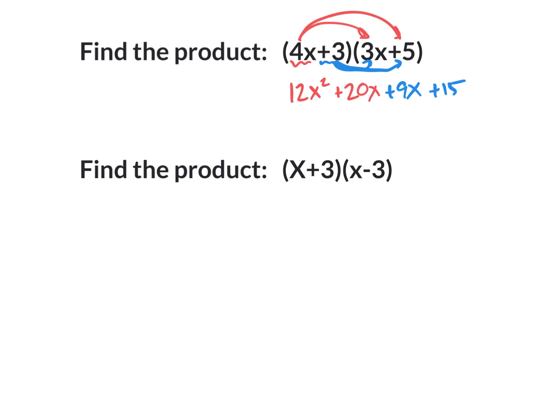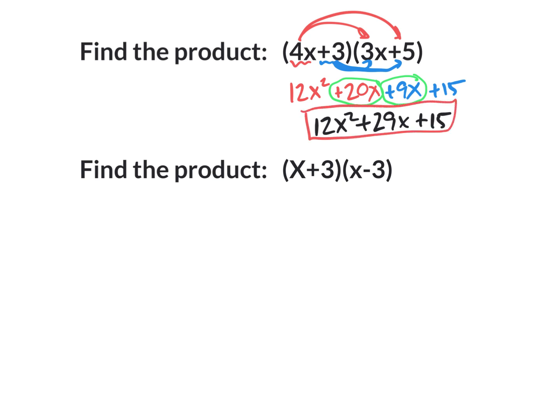Super easy. After the distributive property, you're supposed to always try to combine any terms that are alike, and we do have like terms. We have this 20x that we could combine with the 9x. 20 plus 9 is 29, so our final answer is going to be 12x squared plus 29x plus 15. That is your answer. Moving on to the next one, really simple.